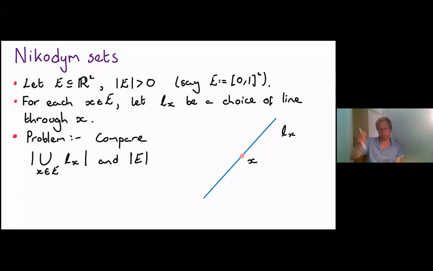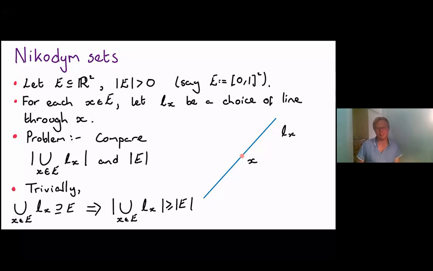As we move from point to point, we're allowed to independently choose one of these lines. Our problem is just to compare the size of the line set formed by the union of these lines and E itself. Maybe there are some issues with measurability, but if you take out a measure zero set or something, I think this is well defined. That's the basic question. But of course, this doesn't really make much sense because we've trivially got this inclusion relationship. We know that the union of the line segments contains the set of centers, so the union of line segments is bigger than the set of centers in any meaningful notion of size.